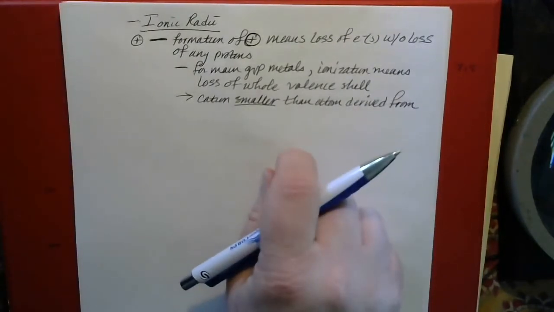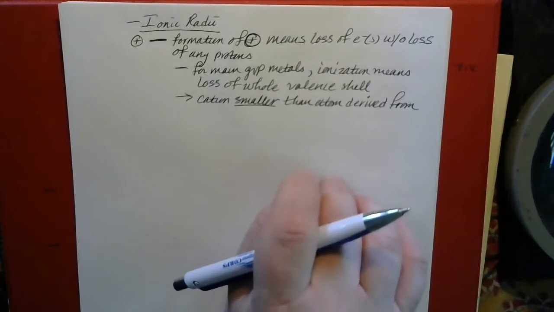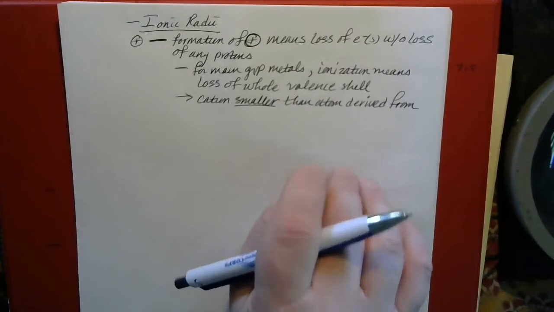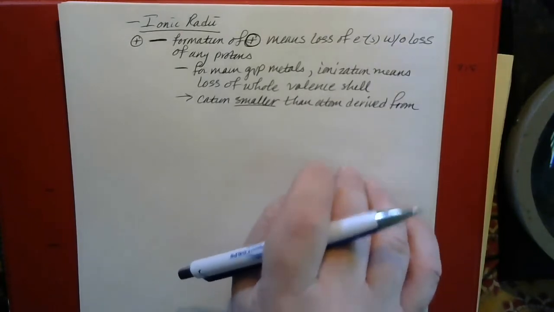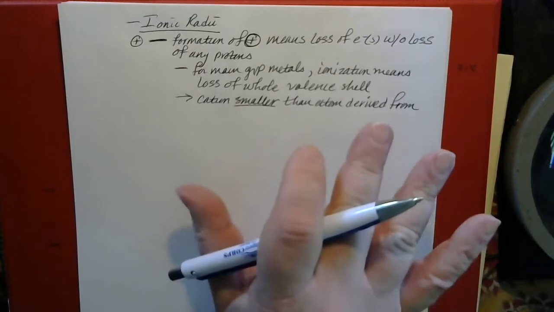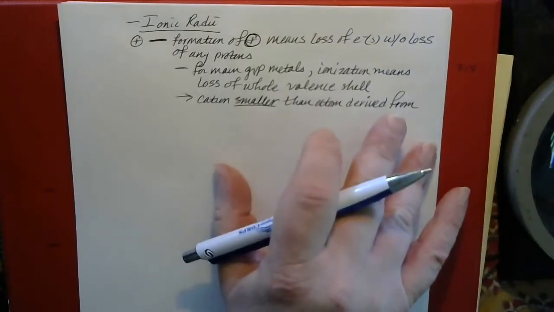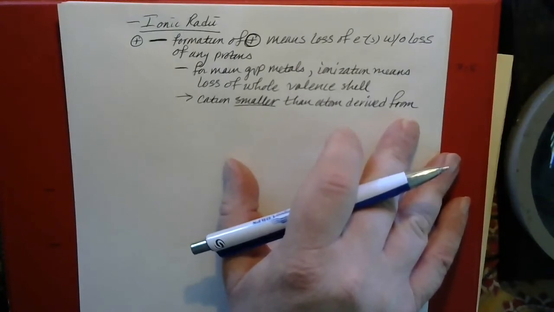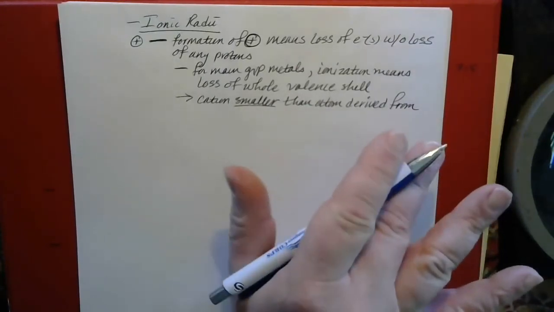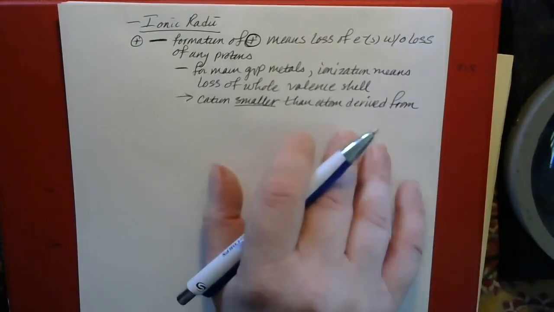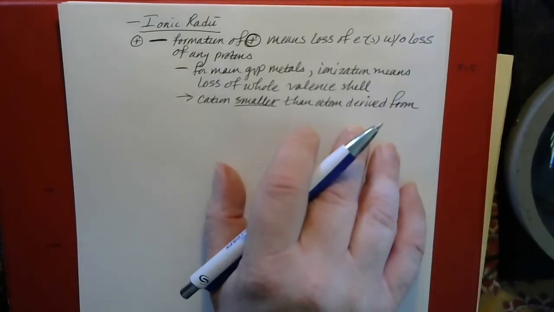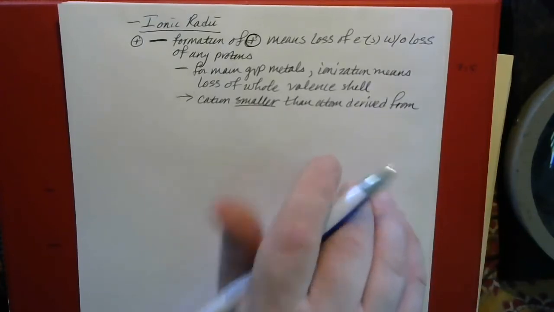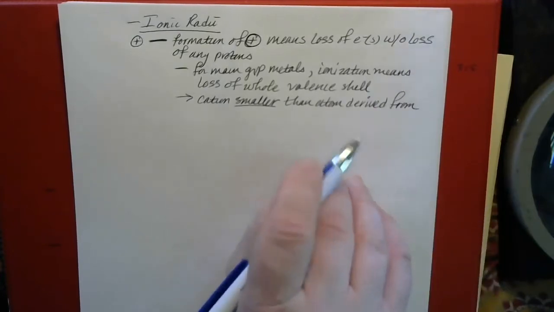Even in the transition metals, when you form a positive ion, you're going to be losing at least some of the electrons in the valence shell. That's the difference between the main group metals and the transition metals. With the main group metals, when you ionize, you lose the entire valence shell. With the transition metals, you may lose the entire valence shell, or you may only lose one of the electrons in the valence shell. It depends on which element you're talking about.